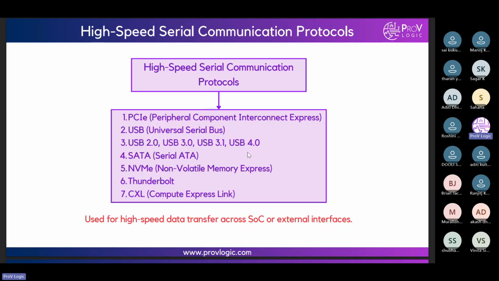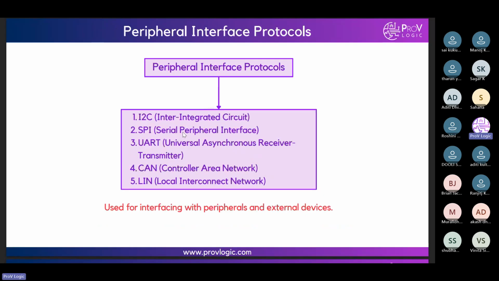Low-speed serial communication protocols are I2C, SPI, UART, CAN, and LIN. Among these, we are going to learn I2C and UART. UART is asynchronous, I2C is synchronous. Since one is asynchronous and one is synchronous, we are going to learn peripheral interfaces, which means we connect both external devices and internal devices.